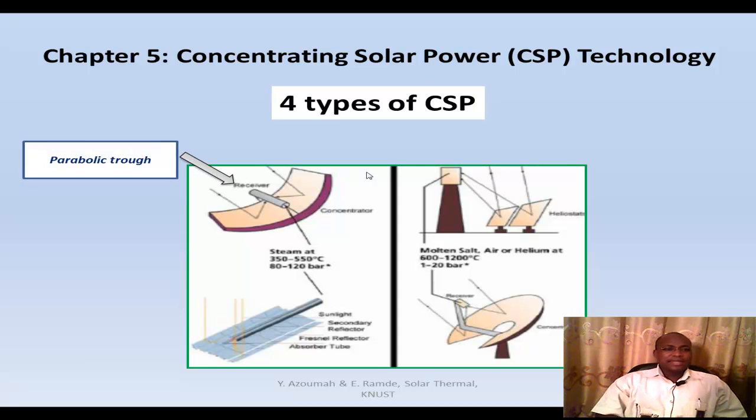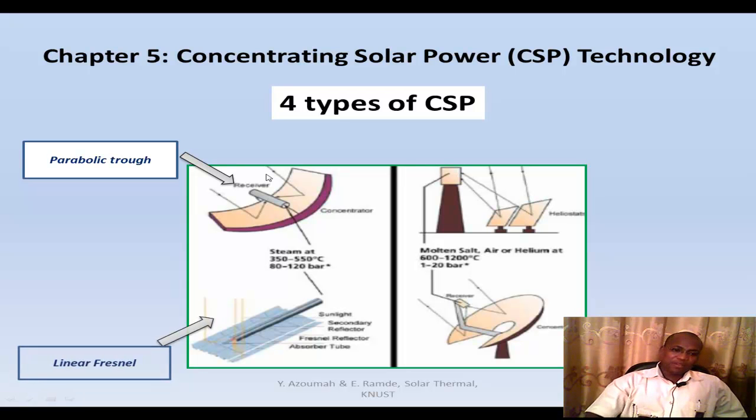The first one is called parabolic trough. As you can see in this slide, you have a semi-parabola, and in the focal line, because here you have a linear focal, we have the receiver. This receiver will receive the radiation from the concentrator and will heat a thermal fluid flowing through it. And this heat will be collected and supplied to a thermodynamic cycle.